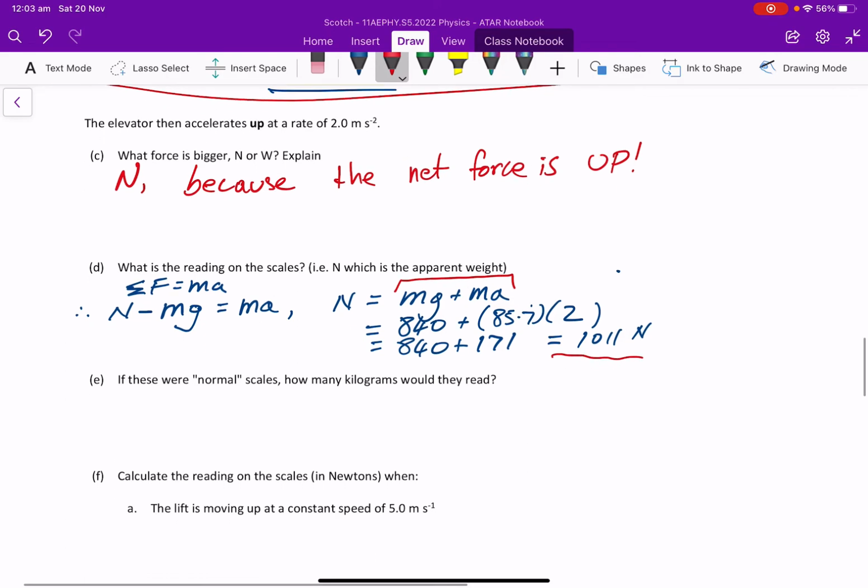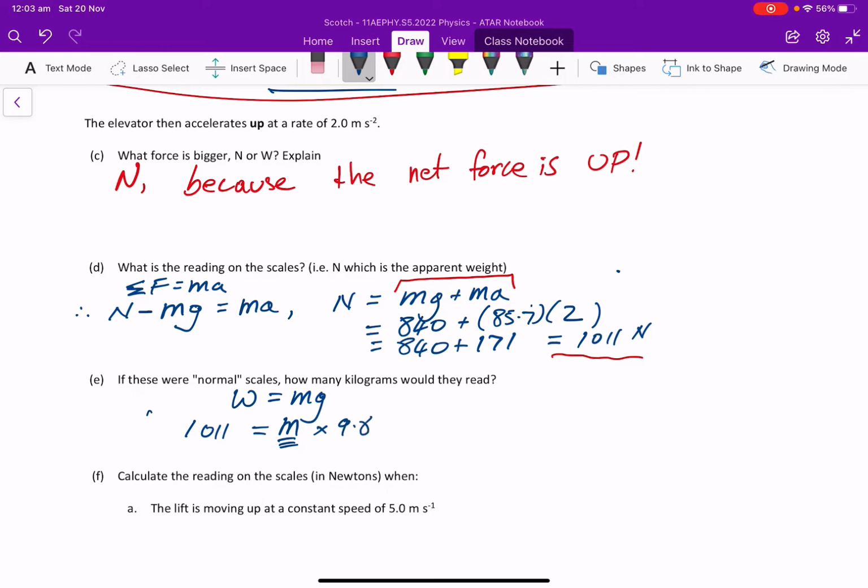If these were normal scales, how many kilograms would they read? Okay, well here we go. I mean, we know weight equals mg. They're reading 1011. We want to know what they would kind of read. What mass would they give me?